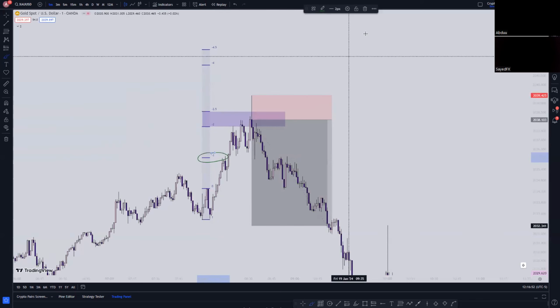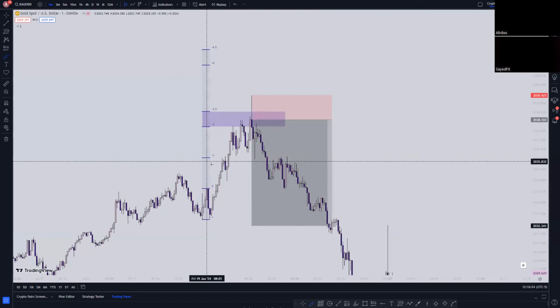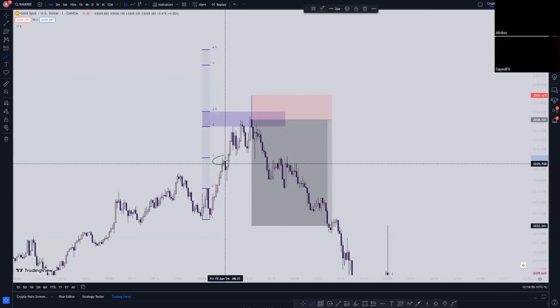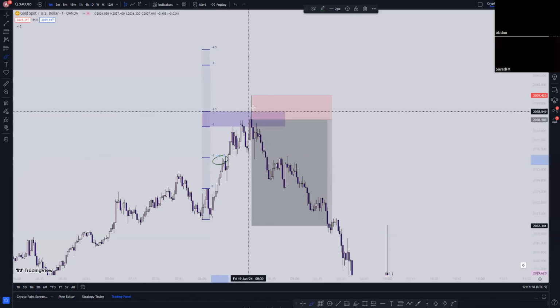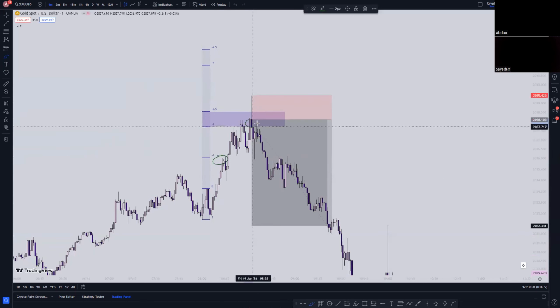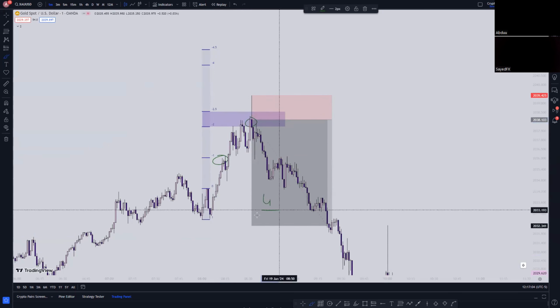People often ask me why I use this -1 level. That is why: there must be a retracement. You can see the price comes in, gets rejected, and that is where I enter my short, and boom, that is how I booked 1:4 on this trade.